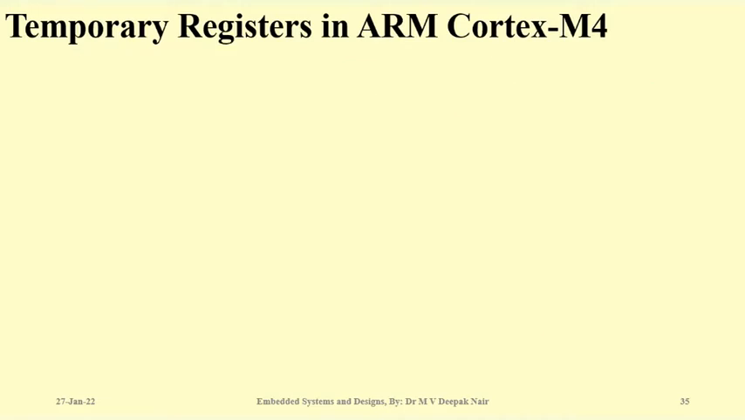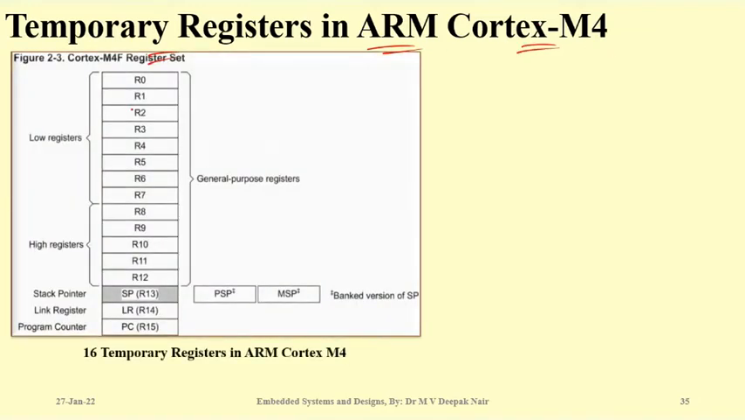So now coming to the temporary registers available in ARM Cortex M4. ARM Cortex M4 has got 16 registers directly available, from R0 to R15. We can classify them into two different parts, low registers and high registers. Apart from that, you have stack pointers, which were there in 8085 also. Can you tell me the size of these registers?